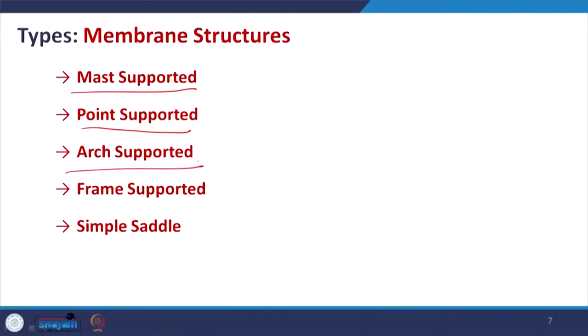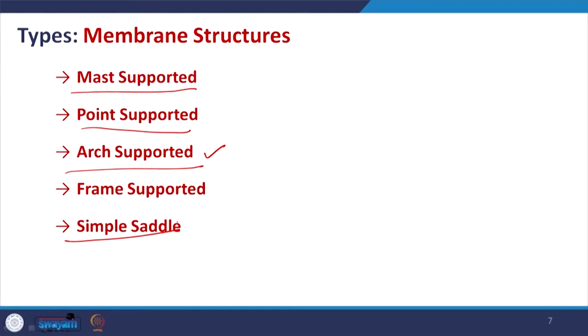Then the arch support is, instead of a mast, we provide different arches made of, say, wood or maybe any material. We form the arch and then we cover it with the membrane, that is possible. So, that is in the category of arch supported. Frame supported basically refers to any frame. We can make a rectangular frame or a space frame, and then we use the membrane, so it will be in this category. And then the other one is the simple saddle, where multiple points are required to give stability. So, to understand it better, let us go through the examples.